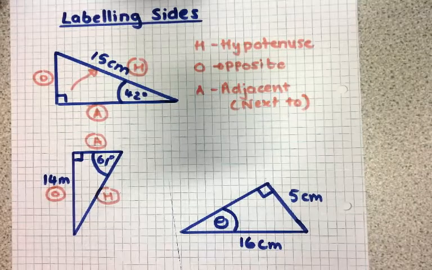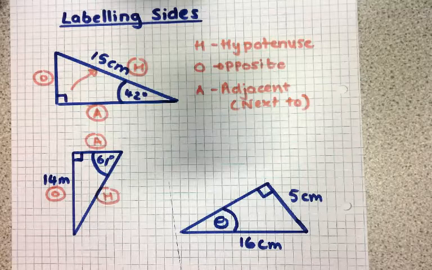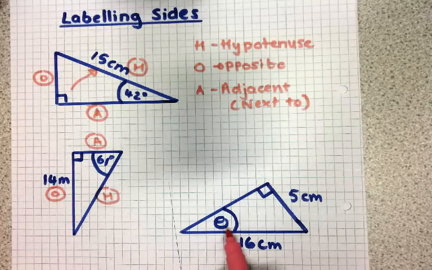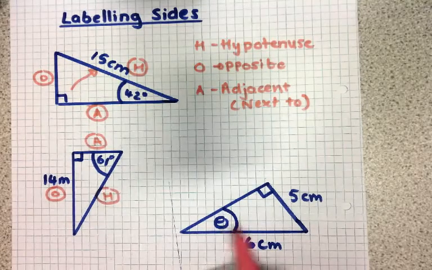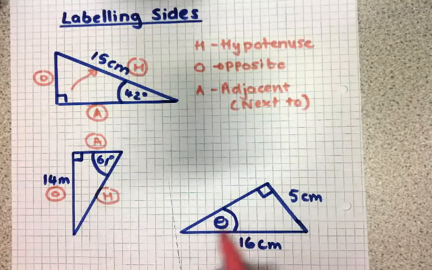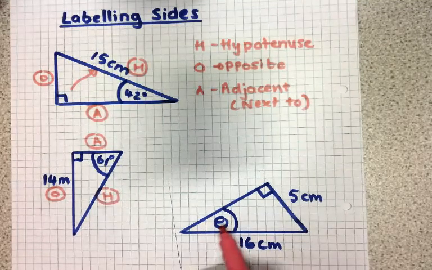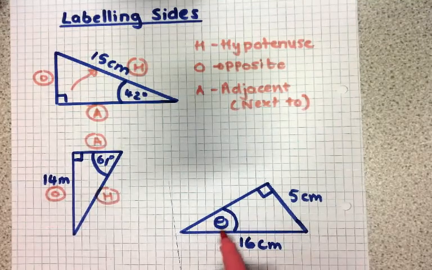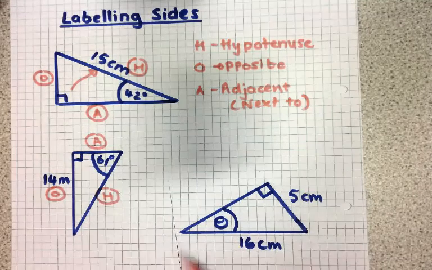Sometimes the angle given might not be a number, it might be an unknown. The unknown is represented by a Greek letter called theta. If I refer to theta, it means missing angle, but we're still looking relative to this angle. This one's in a different position, so just be careful.